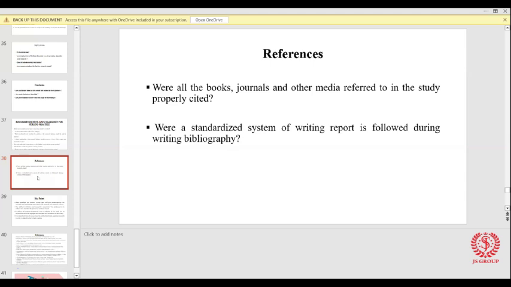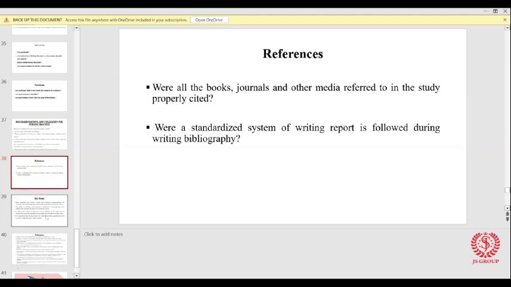So standardized system of writing means what? If the institution or the particular university is following APA style, then APA style only they should follow. They should not follow the Vancouver style. If the particular university is following the Vancouver style, the researcher also should follow the Vancouver style. So whether a standardized system of writing the research report is followed or not, that we have to check.